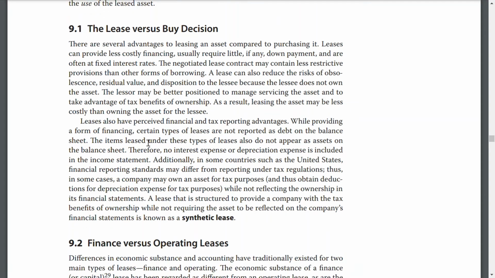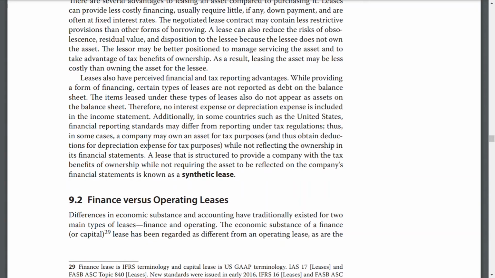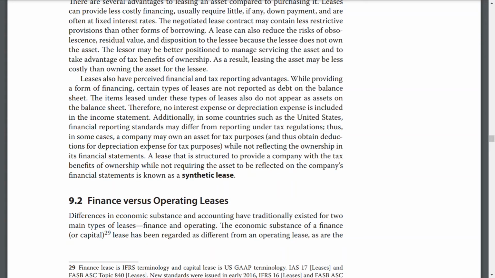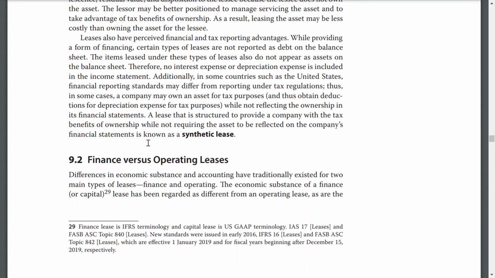Leases also have perceived financial and tax reporting advantages while providing a form of financing. Certain types of leases are not reported as debts on the balance sheet. The items leased under these types of leases also do not appear as assets on the balance sheet. Therefore, no interest expense or depreciation expense is included in the income statement.